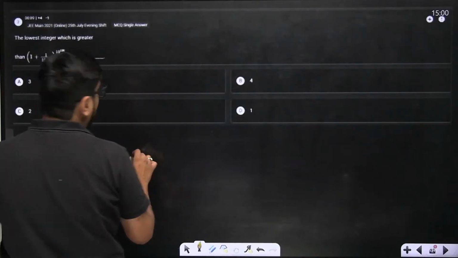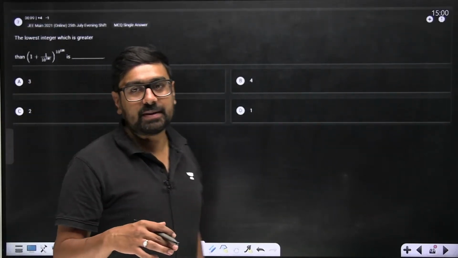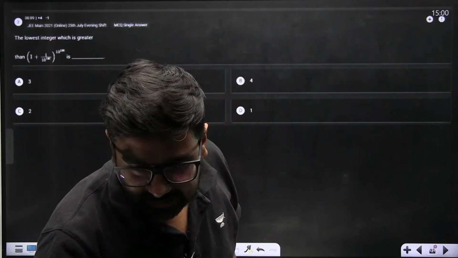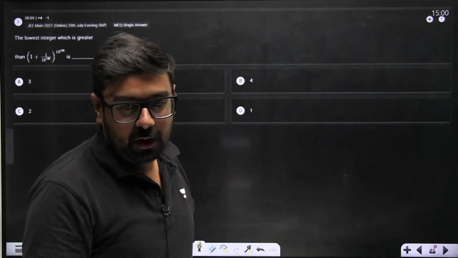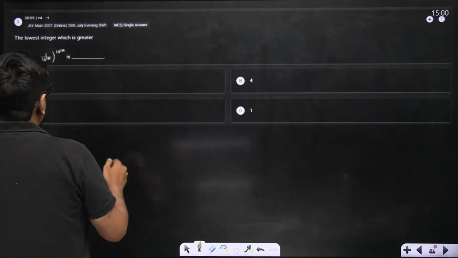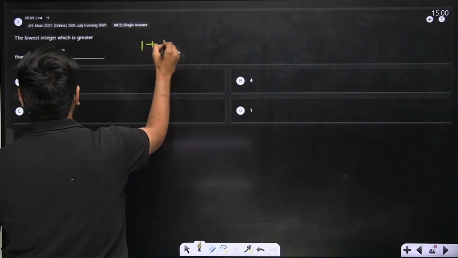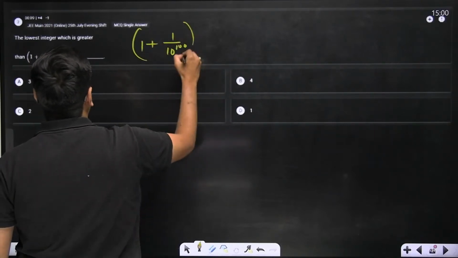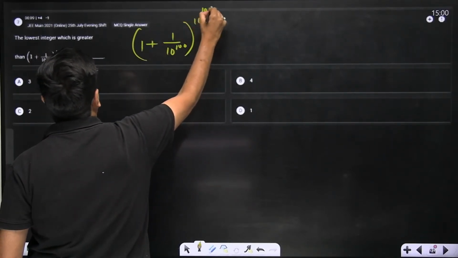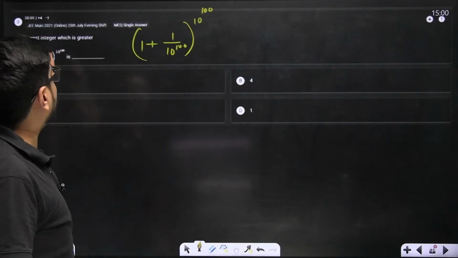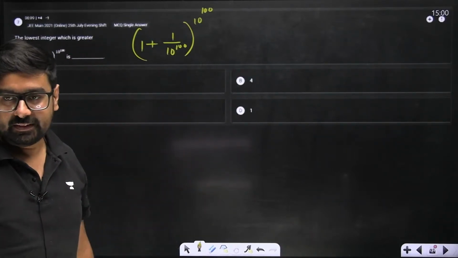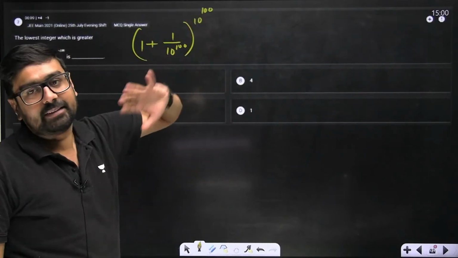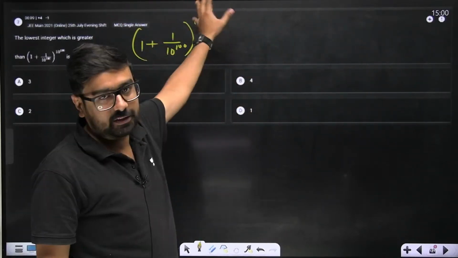But students think that there must be some other approach or some technique to solve this. There is no separate technique to solve this type of question. You just have to be observant for this type of question. What are they saying? (1 + 1/10^100)^(10^100). What will be the lowest integer which is greater than this? It's simply asking what will be the lowest integer which will be greater than this particular expression.